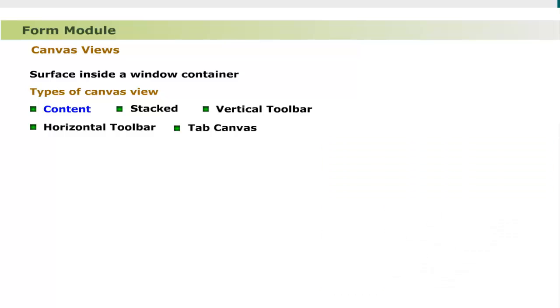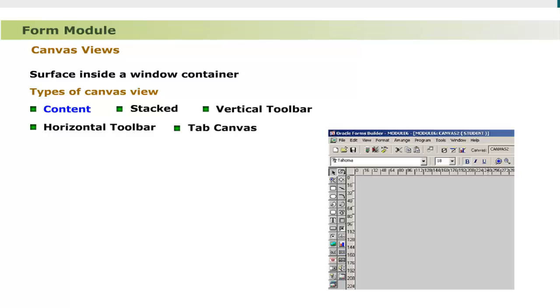Let us discuss briefly each. Content. The content canvas is the default type, which specifies that the canvas occupies the entire content area of the window to which it is assigned. Most canvases are of the type content.